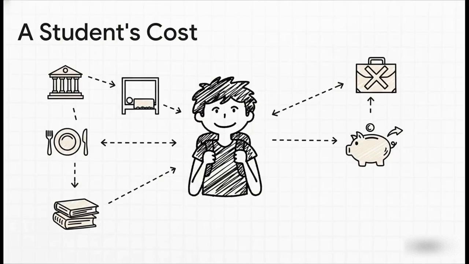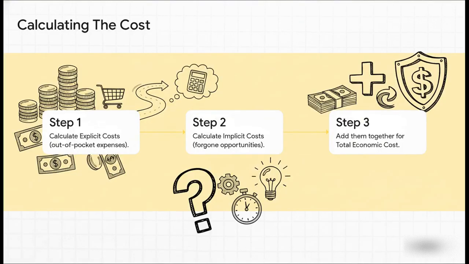All right, let's make this crystal clear with a real-world example. Imagine a student trying to decide if they should go to college for a 4-month semester. Here are the numbers. We've got the explicit costs, the fees, the rent, meals, and books. But then we also have the implicit costs, the sacrifices. They'd have to quit a job that pays 150,000 rupees, and they lose out on the interest they could have earned on the money they're now spending on fees.